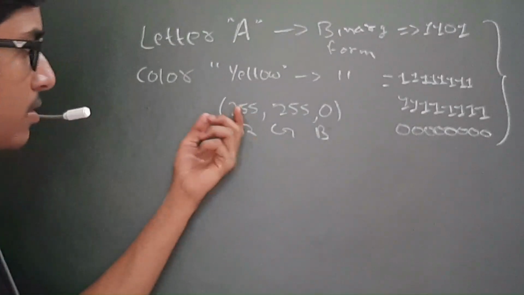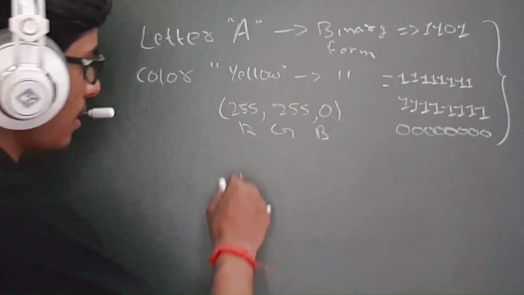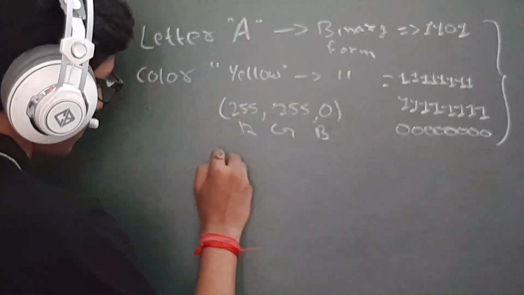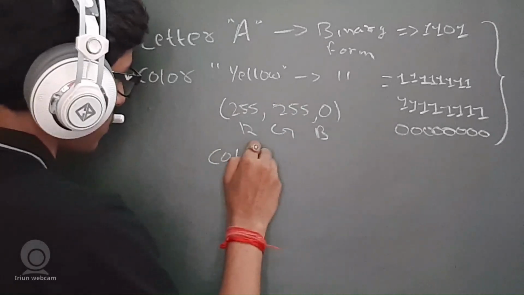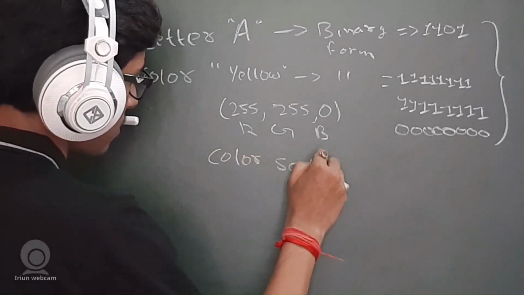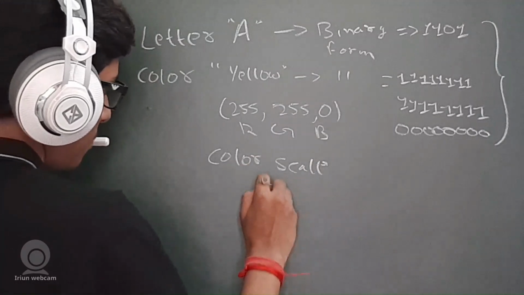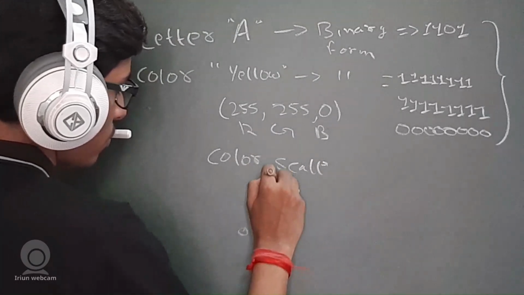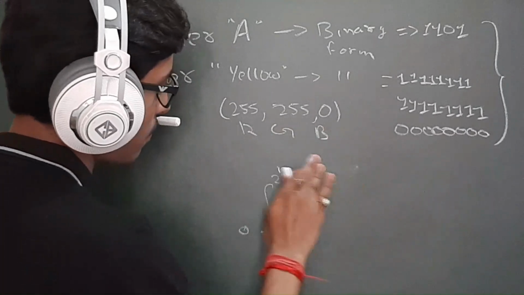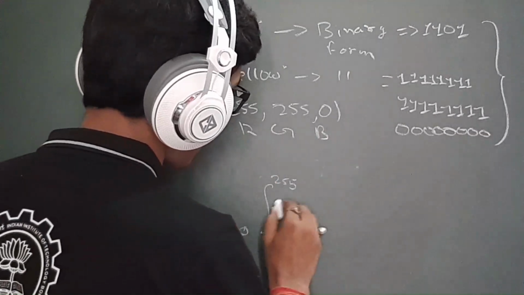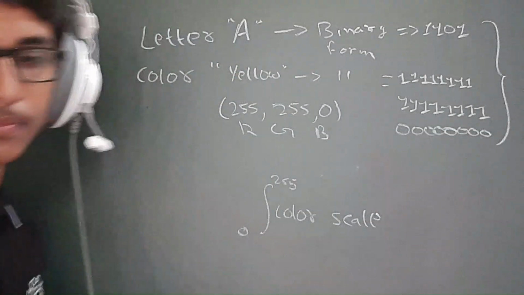So if you convert this 255 into its binary form, as we know that in a color scale, the range, or maybe you can say the limit, is from 0 to 255, right?